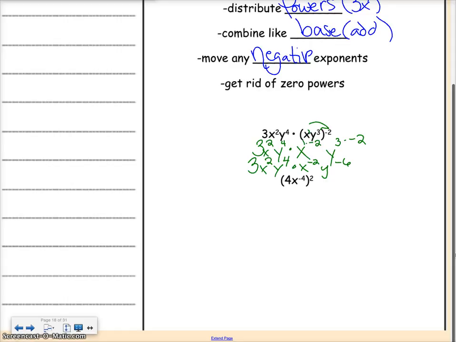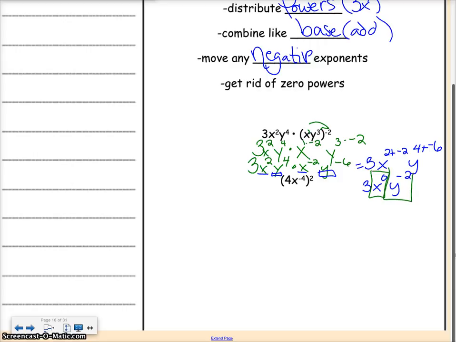So it's really 3 times 1 is 3. X to the 2 plus negative 2. Y to the 4 plus negative 6. Which is 3x to the 0, y to the negative 2. And then I'm not done because I have 0 negative powers. So I box off my 0 and negative.